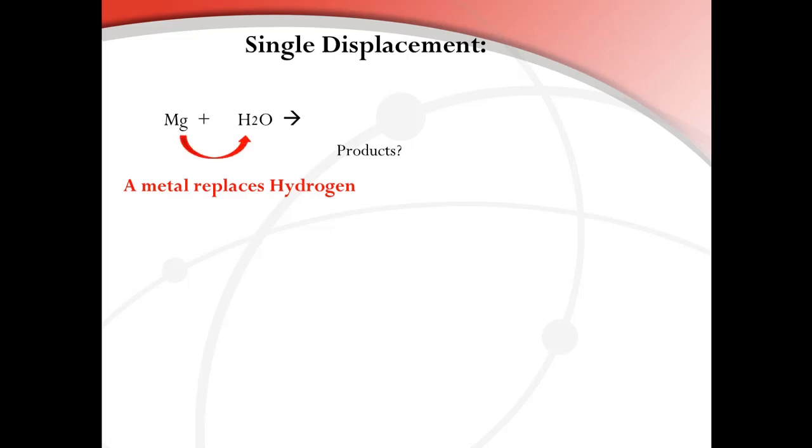So what would the products be? Magnesium combined with oxygen, and hydrogen now is the element left by its lonesome. Remember that this 2 here isn't used to balance the equation. The 2 here is because hydrogen is one of the 7 diatomic elements. So be careful of these when we displace the hydrogen, and it's not just H, it's H2.